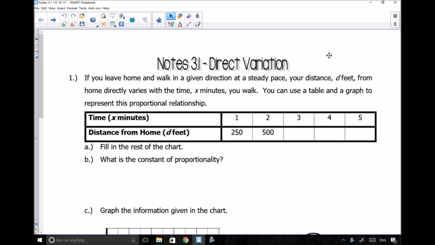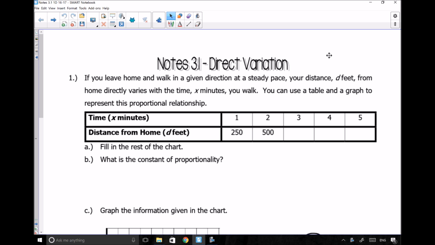Hi, ladies and gentlemen. We are looking at notes 3.1, which is on something called direct variation. This is something that you guys have actually done before, but it hasn't been specifically called direct variation. This should be pretty straightforward for you. So let's take a look at question number 1.